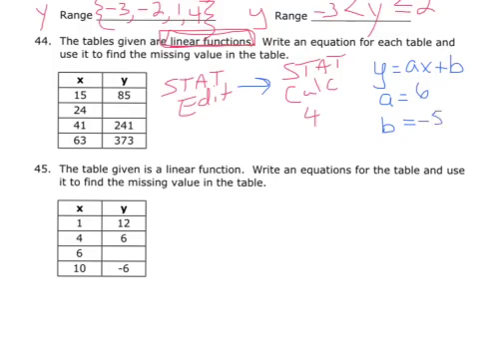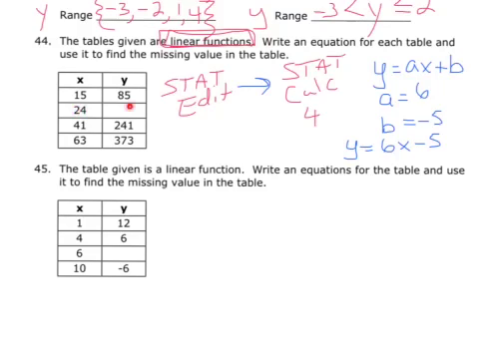So now I can write my equation using the a and the b. So we get y equals 6x minus 5. And then it's just a simple, we can either substitute the value of x into this equation so we can get the y, or we can type this into y equals and then go into the table and then just go to where x is 24 and it will give you the missing value here.